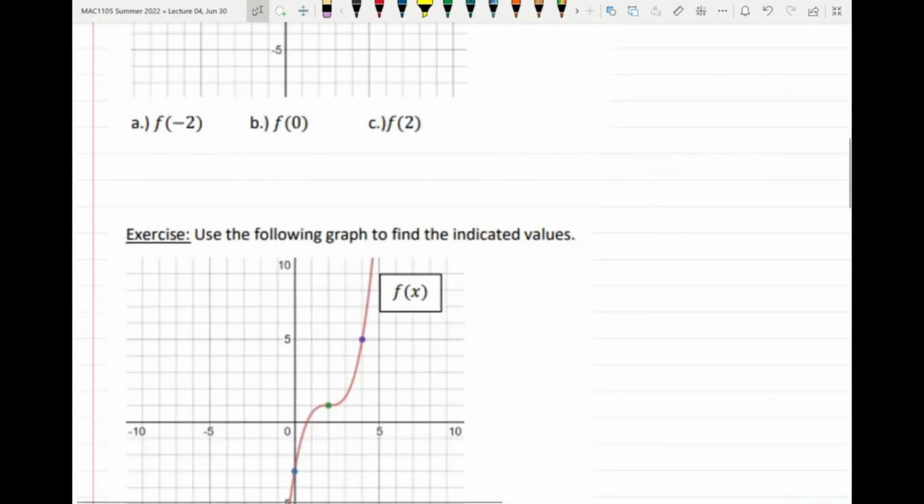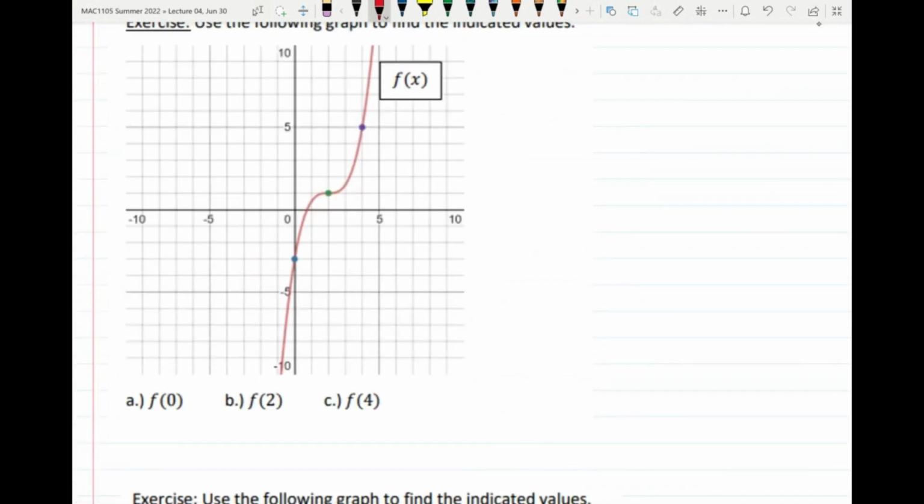Then let's do this one quickly. So f of 0 is going to be 1, 2, 3, so -3. Here f of 2 is going to be 1, and here f of 4 is going to be 5. Okay? So remember, that's what a graph of a function is, just a collection of all points in which once you give me the x, the y is already determined by the function. Okay? That's all it is.